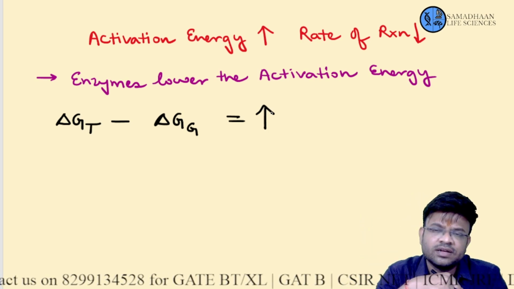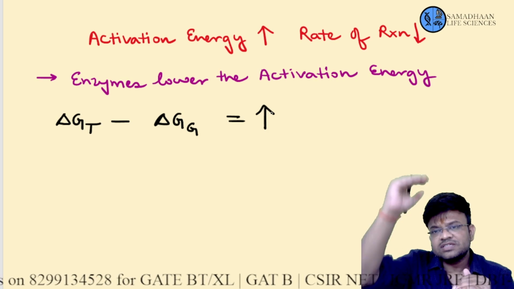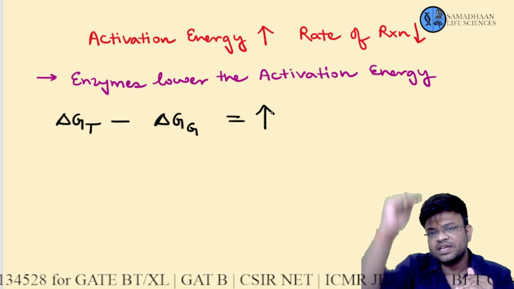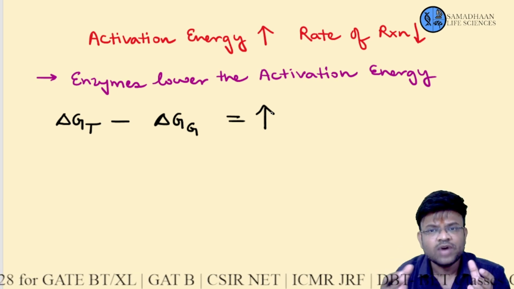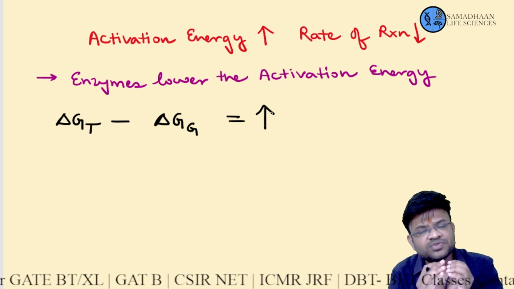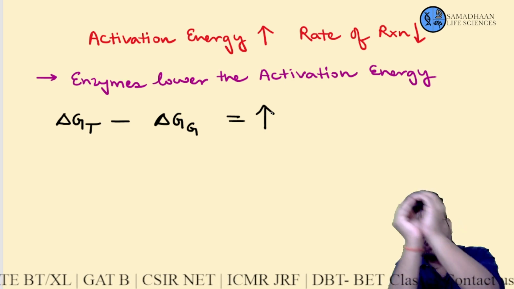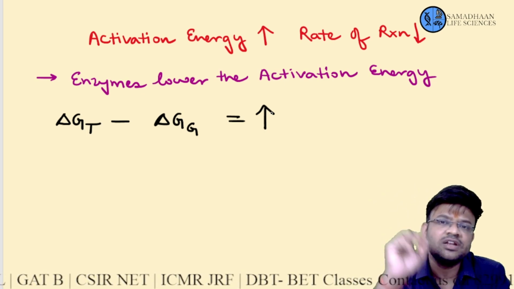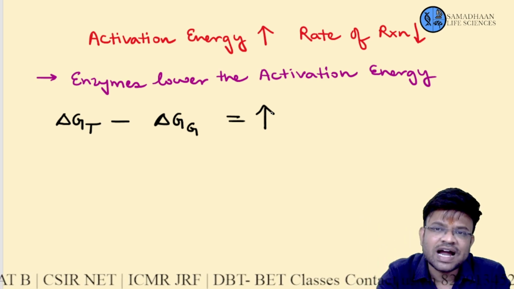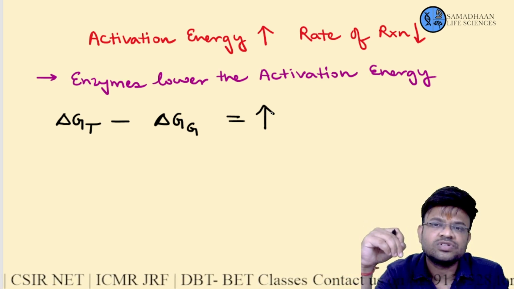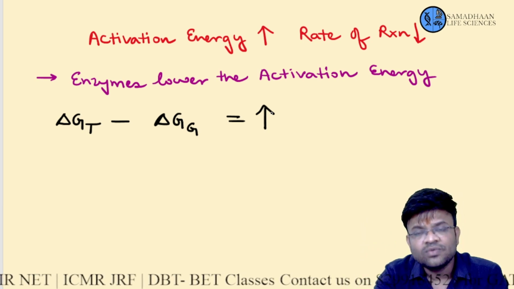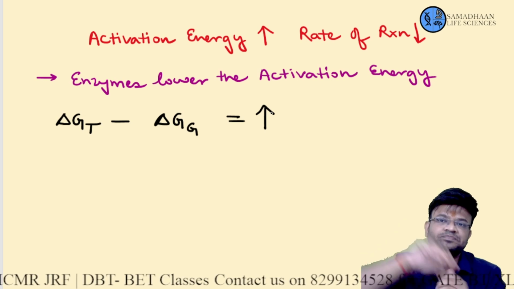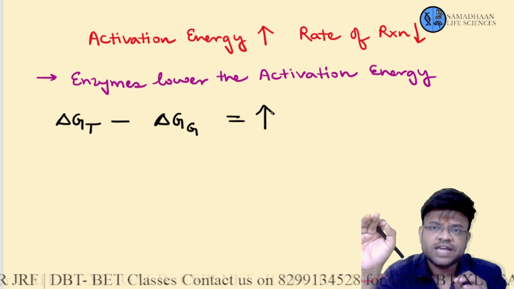Why do I say that? Because if the difference between the transition state energy level and the ground state energy level is very high, then the number of substrate molecules that will be crossing this energy barrier, or the transition state barrier, would be extremely low. For instance, if we are starting with 100 substrate molecules, let us say only 2 or 3 would have that much energy to cross the activation energy barrier. Understood? Did you understand my point?